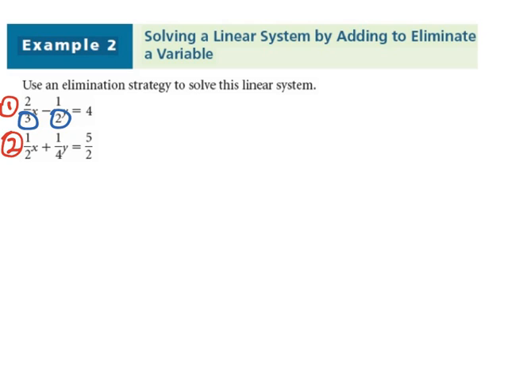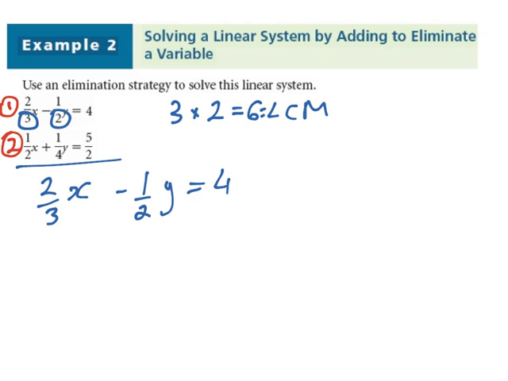Recognize the first equation has denominators 3 and 2, and find their LCM, the lowest common multiple. In this case, it's 3 times 2, which is 6. That's the lowest common multiple. So let's rewrite it. And then we're going to multiply each and every term by the lowest common multiple, by 6 in this case. Now this is the tricky part.